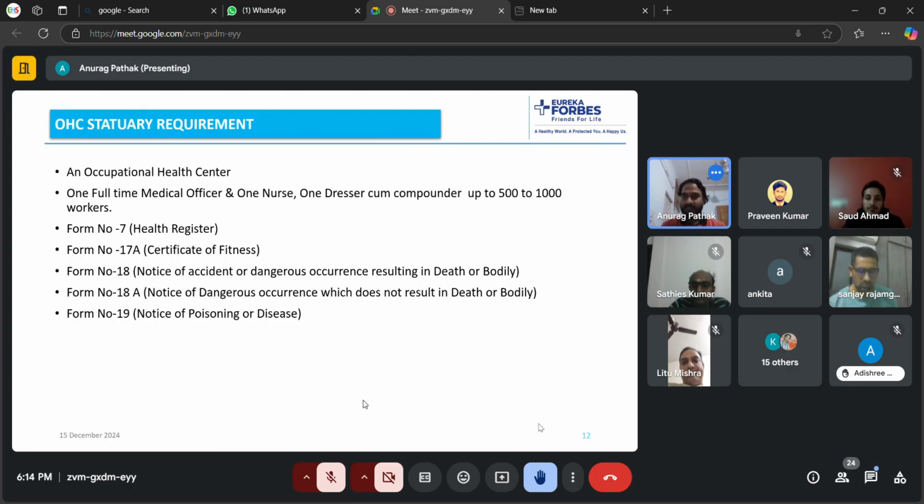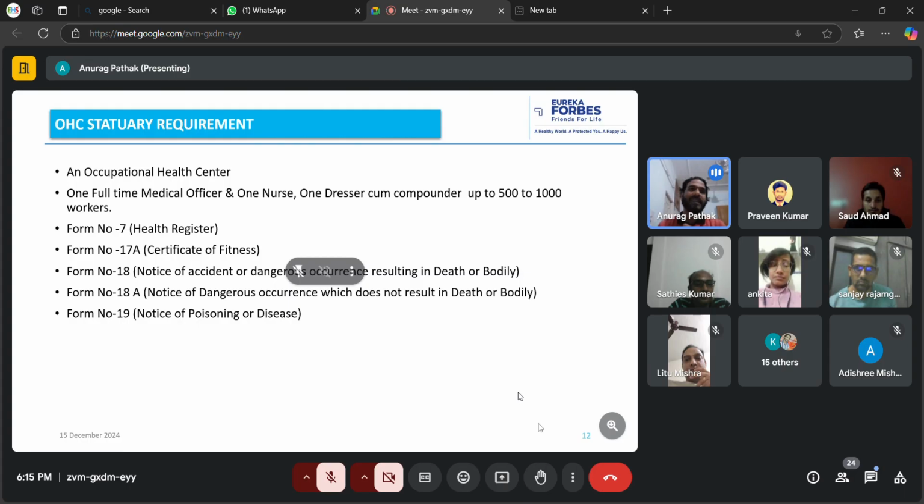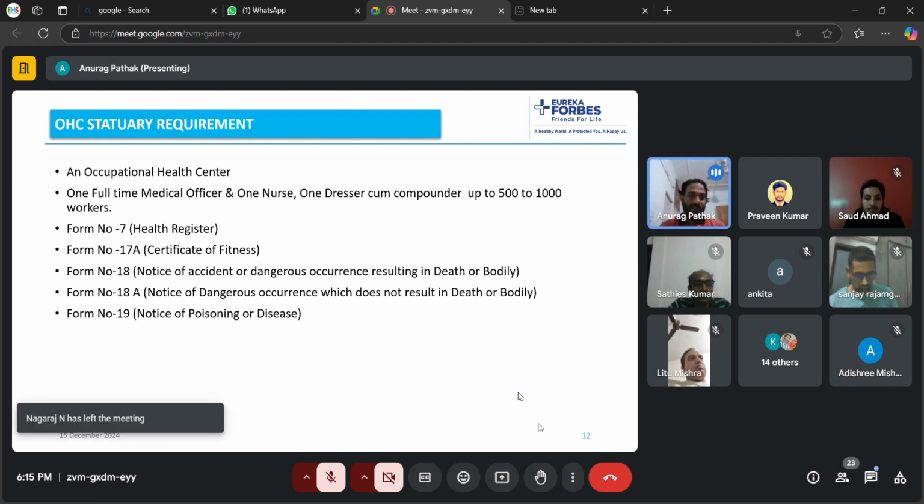Okay. So same thing. There are some forms related to the same: Form number 7, Form 17A, 18, 18A, 19. These are the forms present in some of the sections of the Factories Act, which all the industrial persons looking after the EHS, SHE or OHS department have to maintain. Hope you all are aware of these three words: EHS, SHE, and OHS. In yesterday's class, Priyank sir has already told all of these things. Okay.